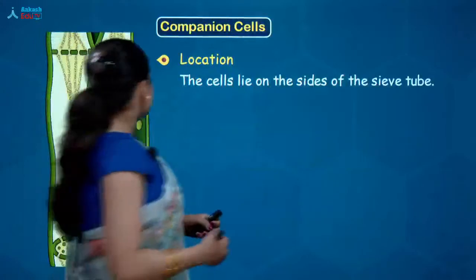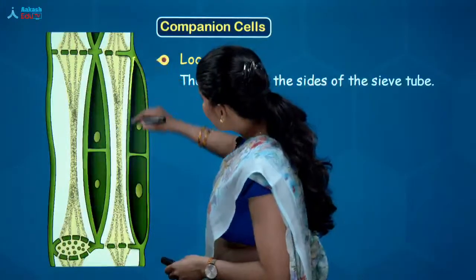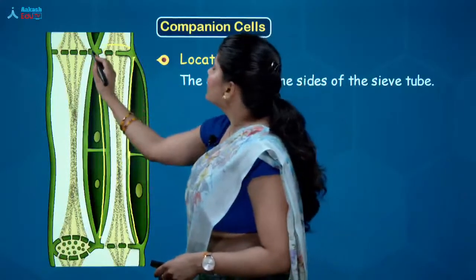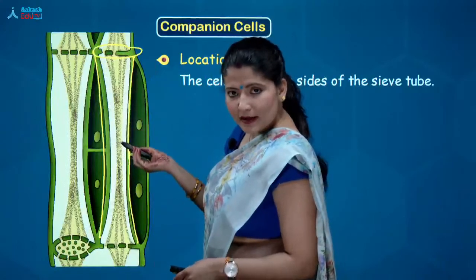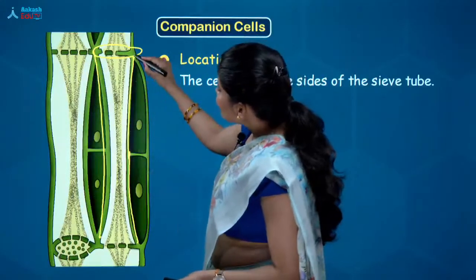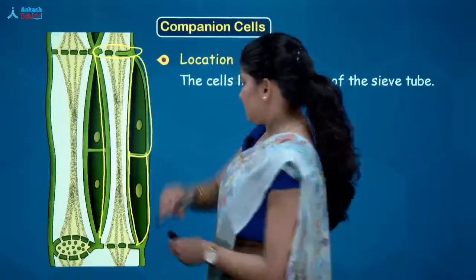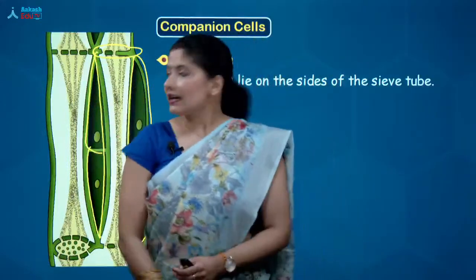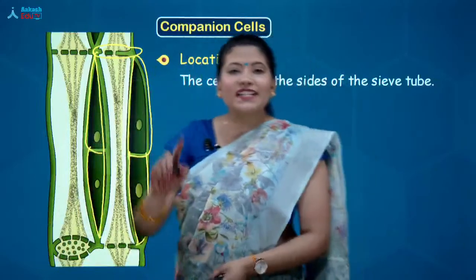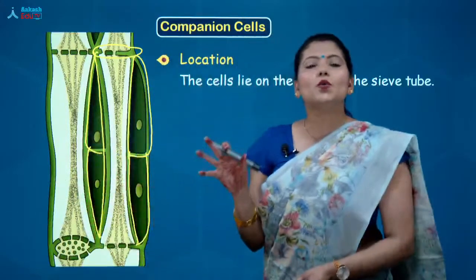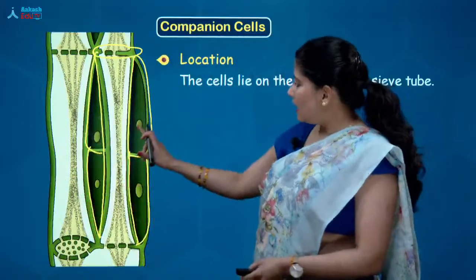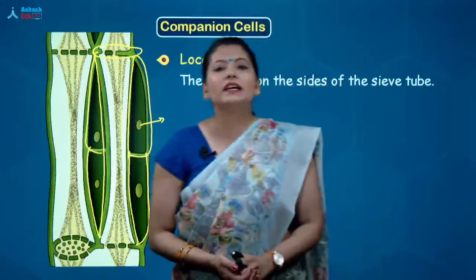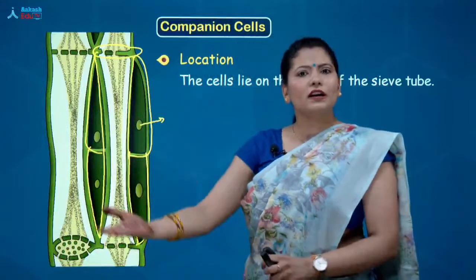Next is about companion cells. Here it is sieve tube, and here it is sieve plate, which we just studied. But these cells are surrounded by companion cells. You can see these companion cells here. One point you can notice here is that these sieve tubes are enucleated. Enucleated means nucleus is absent here. While companion cells have a nucleus present. So if nucleus is absent, then for its activities, what does it rely on?